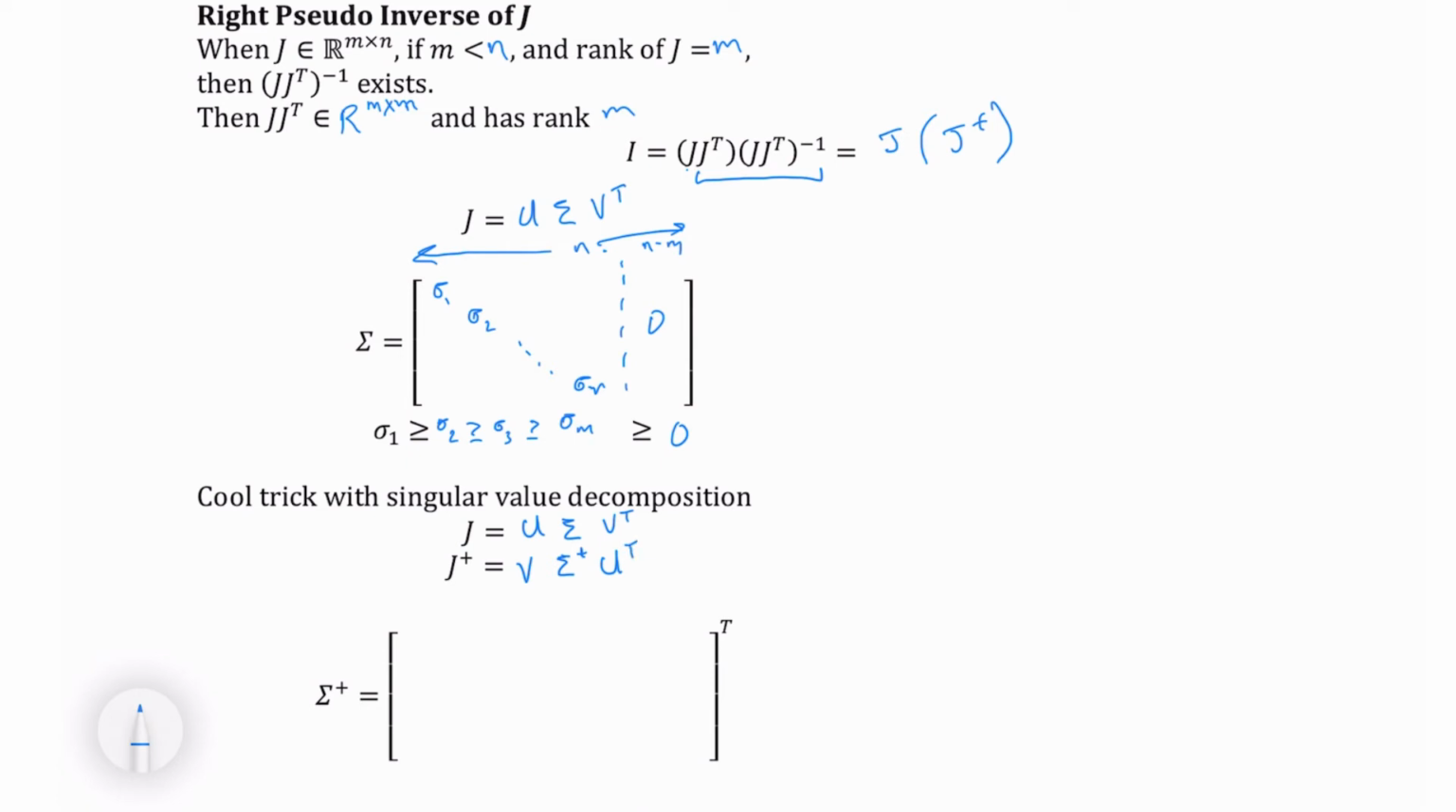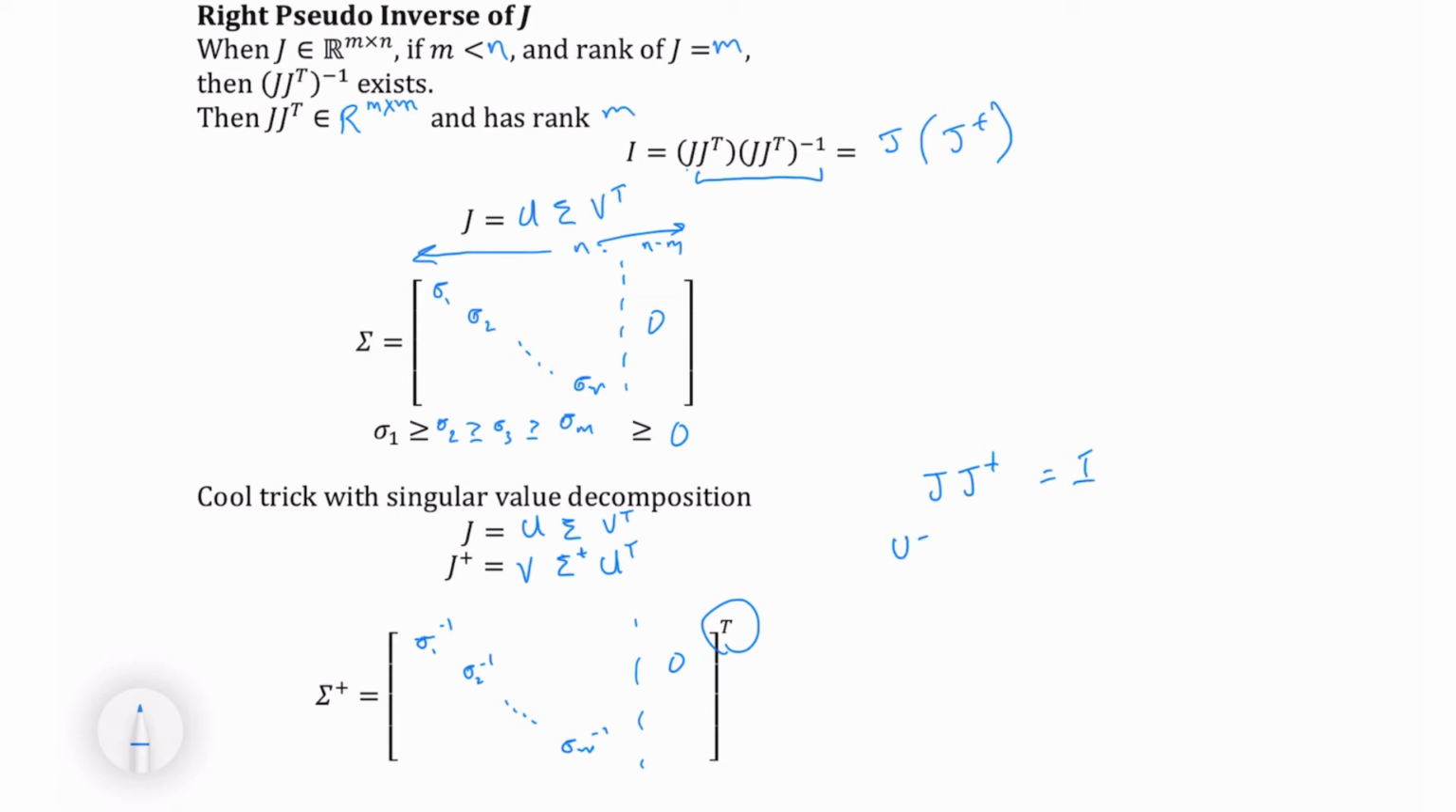And that sigma plus value that we have is just going to be the inverse of all of these singular values, so the reciprocal of them. And then again, it has enough zeros over here to make it have n columns. Then we take the transpose of that. And then if you take the singular value decomposition and we multiply it by itself, so J times J plus, we are going to get the identity. So let's just watch how that goes.